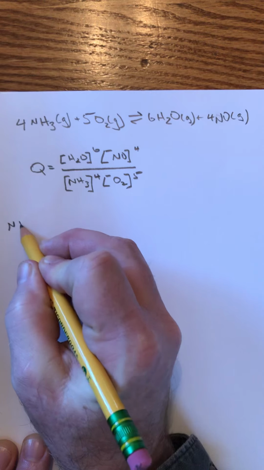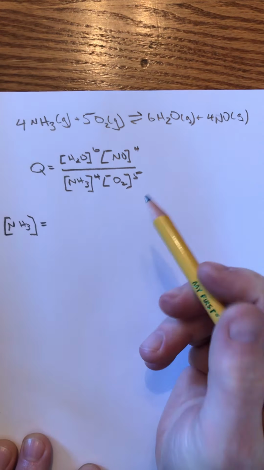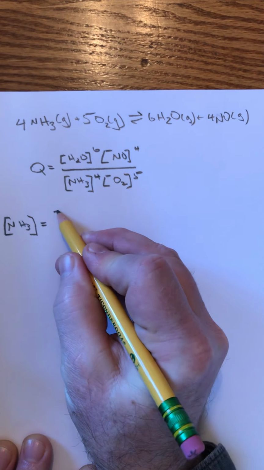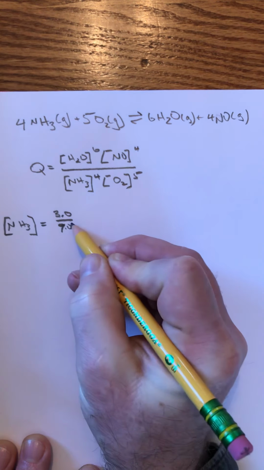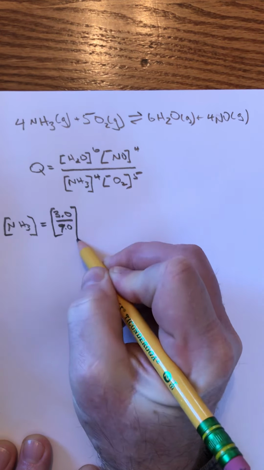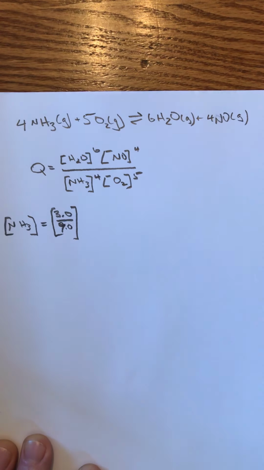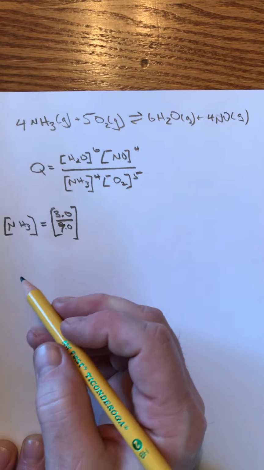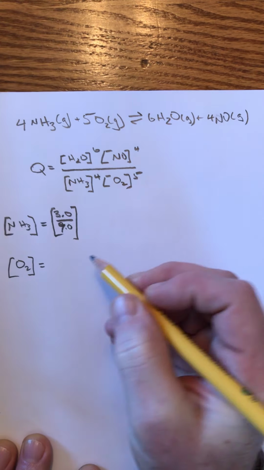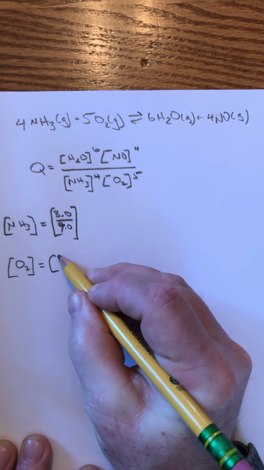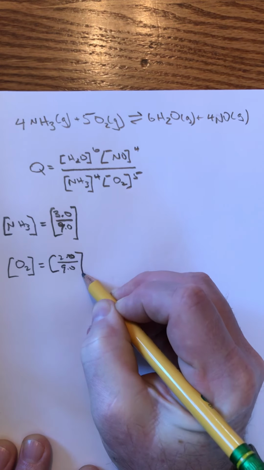So the concentration for NH3, they said, well, you've got 3 moles of NH3. All right, so I've got 3 moles in a 9-liter container. I'm just going to leave that as a fraction, 3 over 9. All right, and then the concentration for O2 is going to be 2 moles in that 9-liter container.